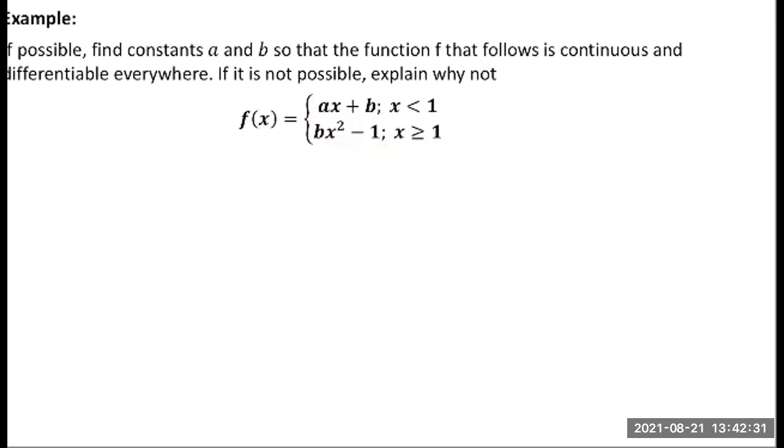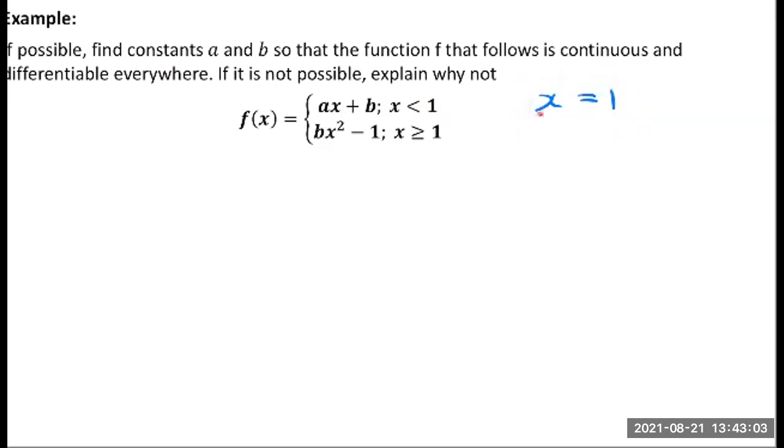Remember, we want this function to be continuous as well everywhere. That means the question is whether this function is continuous and differentiable at this breaking point. If we can make sure that at this breaking point, that means at x equal to 1, this function is continuous and differentiable, then we are good. We can find those a and b. So let's make sure that this function is continuous at x equal to 1 and also differentiable at x equal to 1.